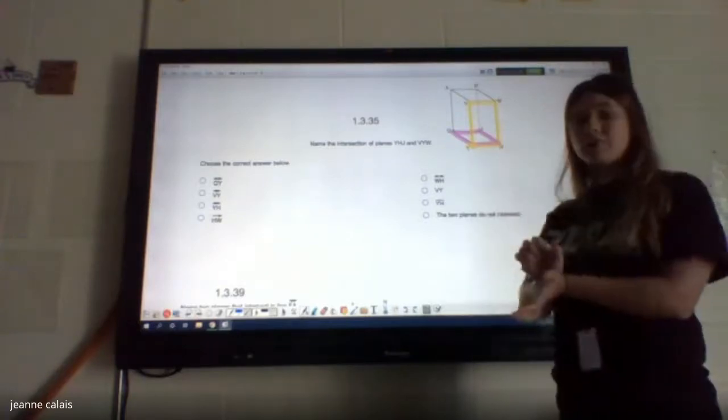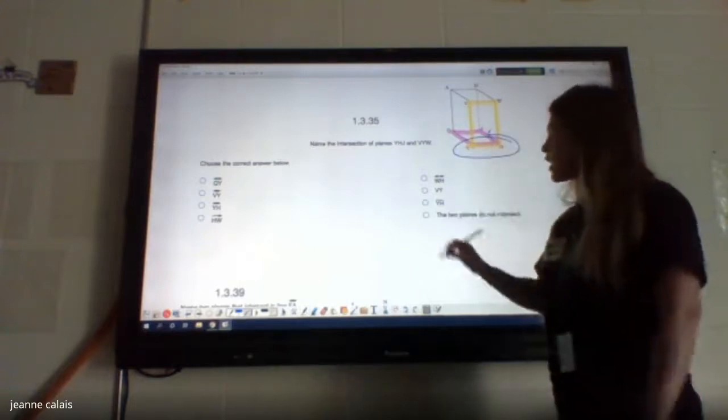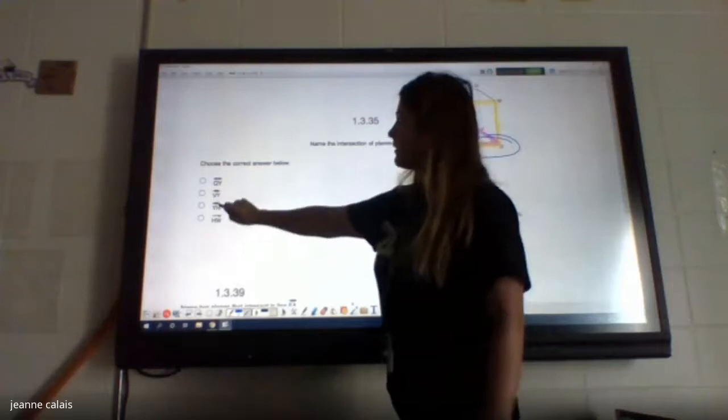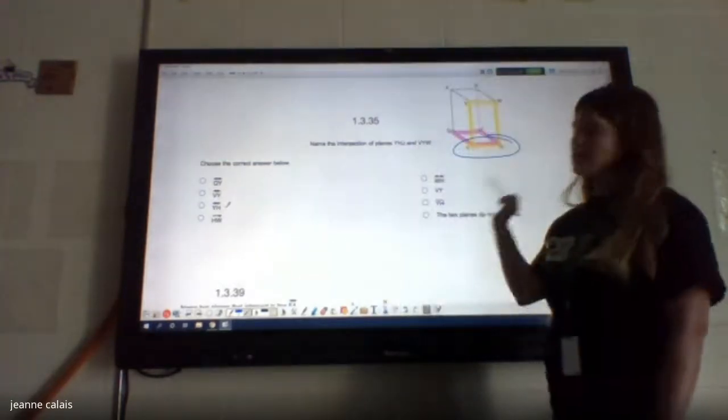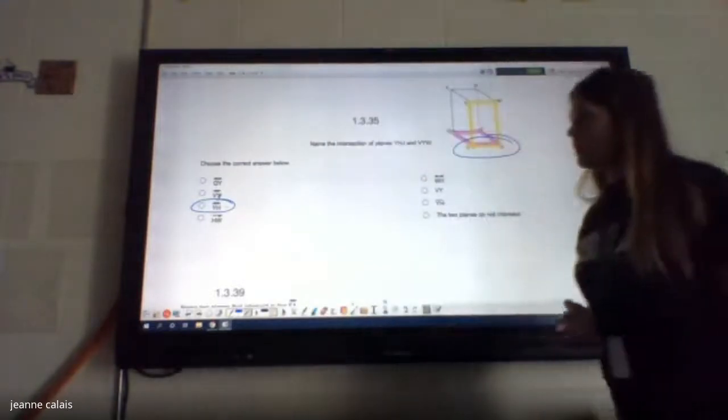So at the bottom and in the front is YH, okay? If I look right here, I have 2 choices with YH, here and here. This one has the arrows, this one does not. So this is your line, okay?